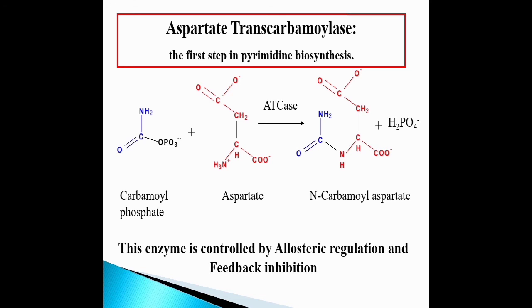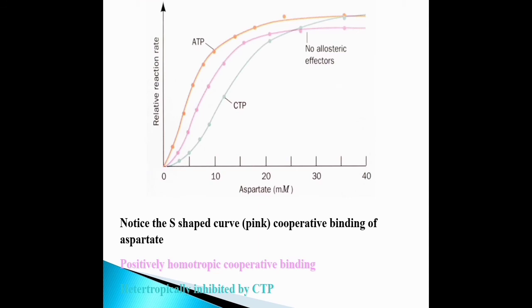Aspartate, the first step in pyrimidine biosynthesis. This enzyme is controlled by allosteric regulation and feedback inhibition. Notice the S-shaped curve, cooperative binding of aspartate. Positively homotropic cooperative binding. CTP.